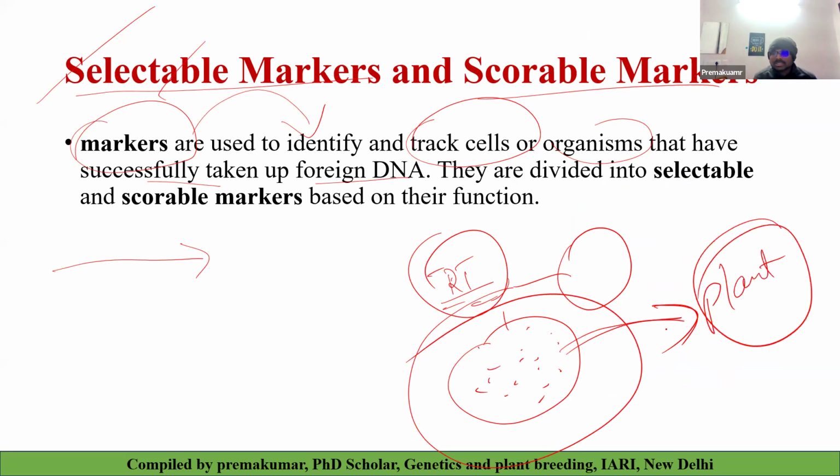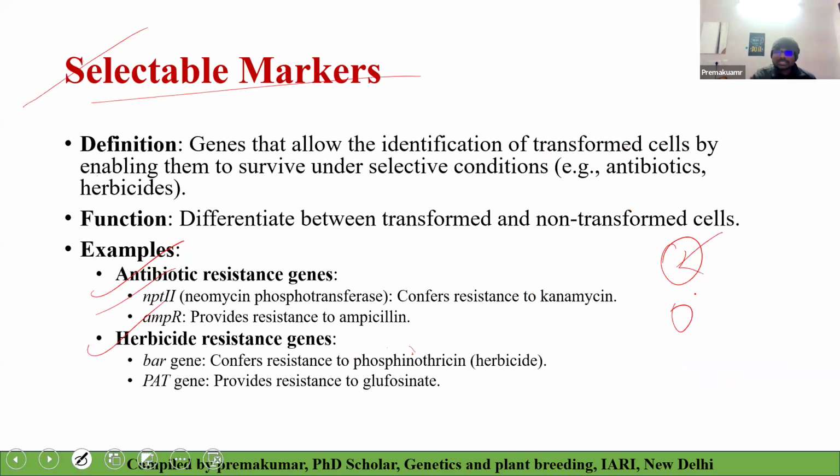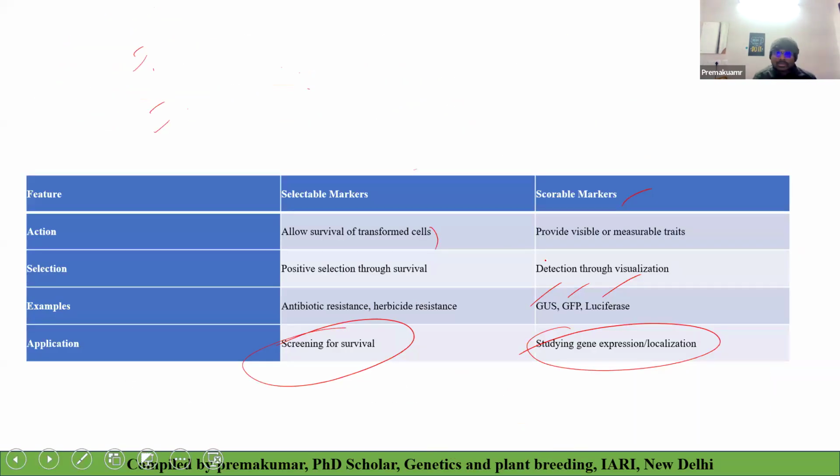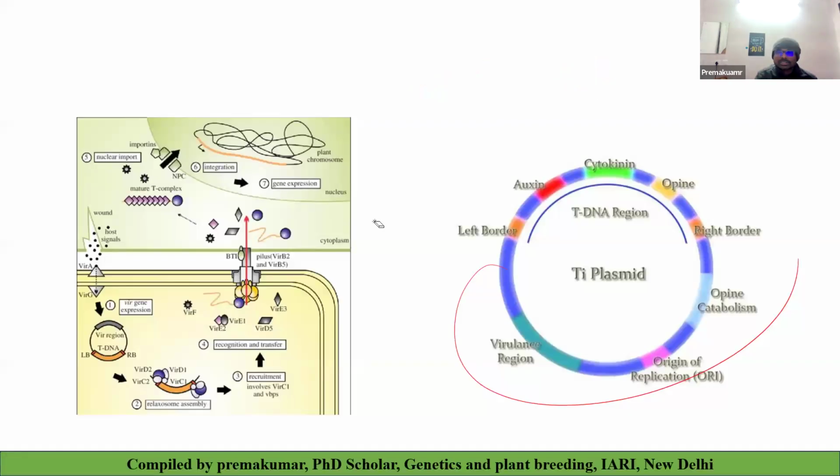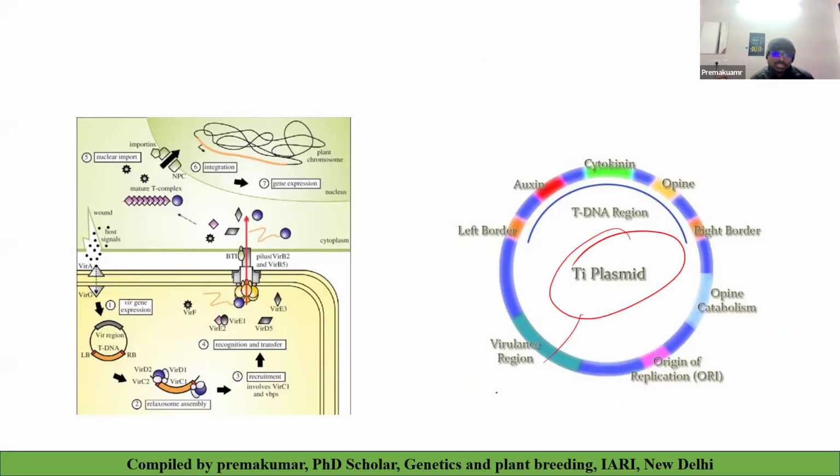How will you transfer? There are some vectors called Ti plasmid vector systems. This has a T-DNA region which is able to integrate into the plant genome. How? We will see in this figure.